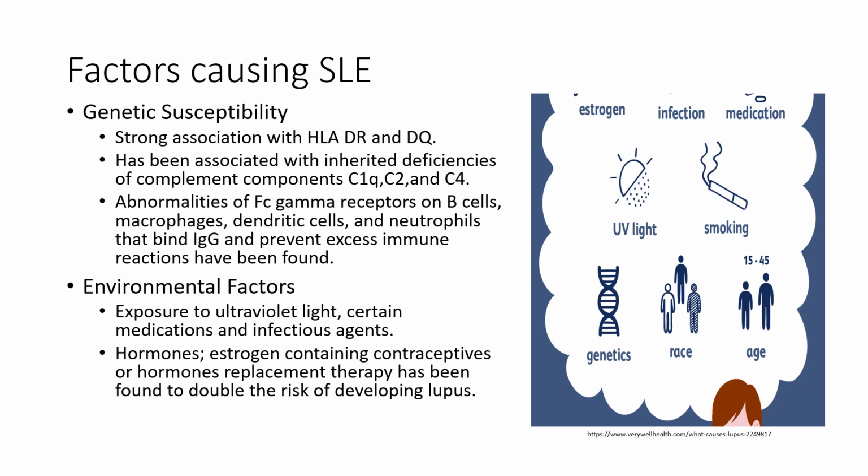Well, for the environmental factors, exposure to ultraviolet light and certain medications and infectious agents plays an important role. Hormones such as estrogen-containing contraceptives or hormone replacement therapy have been found to double the risk of developing lupus. Hormones play an important role because they may influence the regulation of transcription of genes that are central to SLE expression.